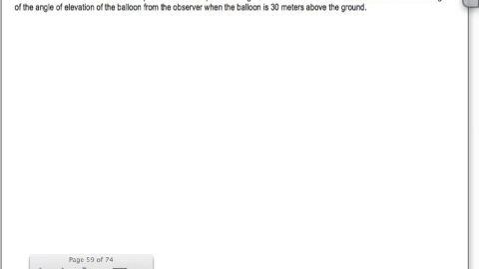Okay. A balloon rises at a rate of 3 meters per second from a point on the ground, 30 meters from an observer. So let's put little Allie out here.